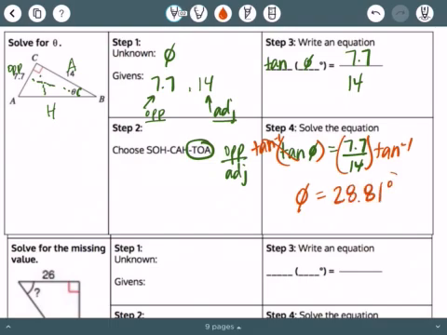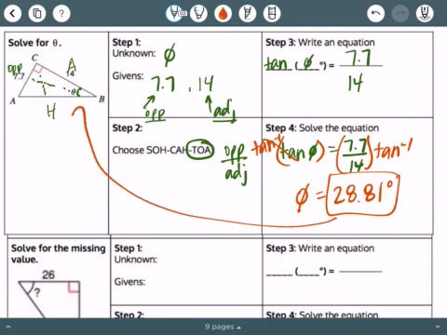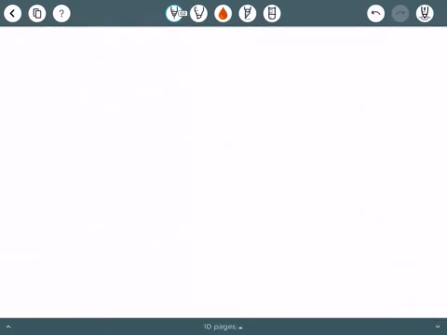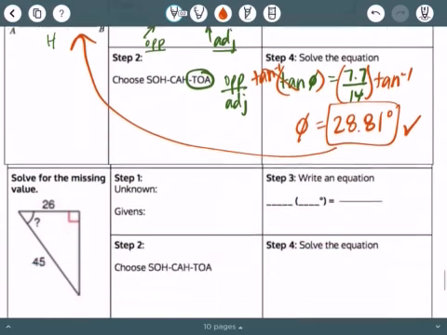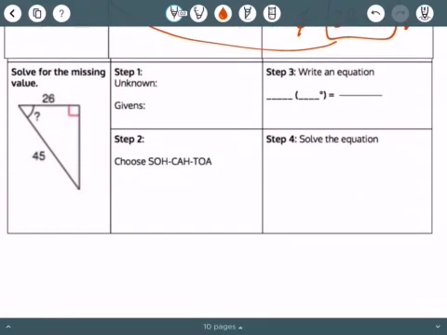which is 28.81 degrees. I can check it out and see, does that make sense? Yeah, that looks about right. And so I can do that. Go ahead and do example 3 here on your own and get it checked off by me.